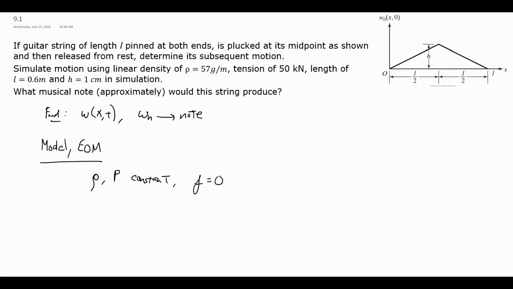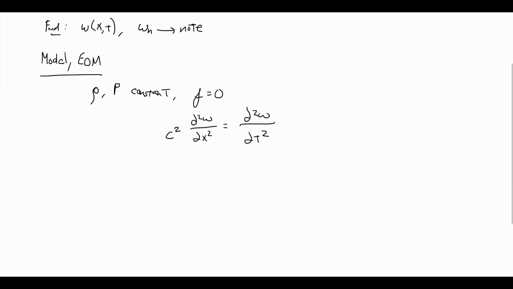As long as we can see that this is that string type of problem, we can jump right to the equation of motion step, and we have c squared del squared w del x squared equals del squared w del t squared. So this is going to be the equation of motion for this system because we identified it as a string, and it had constant density, it had constant tension, and it was free vibrations.